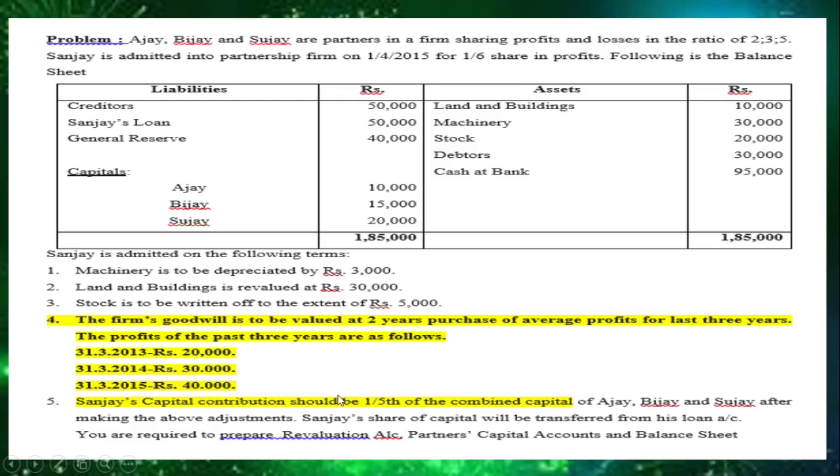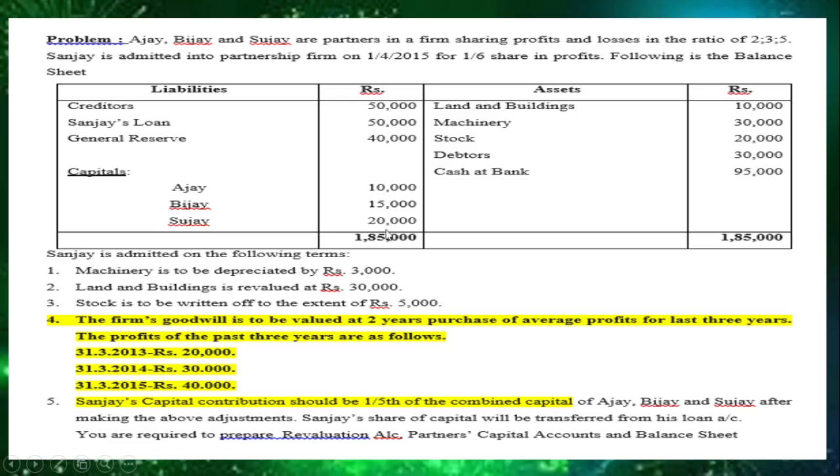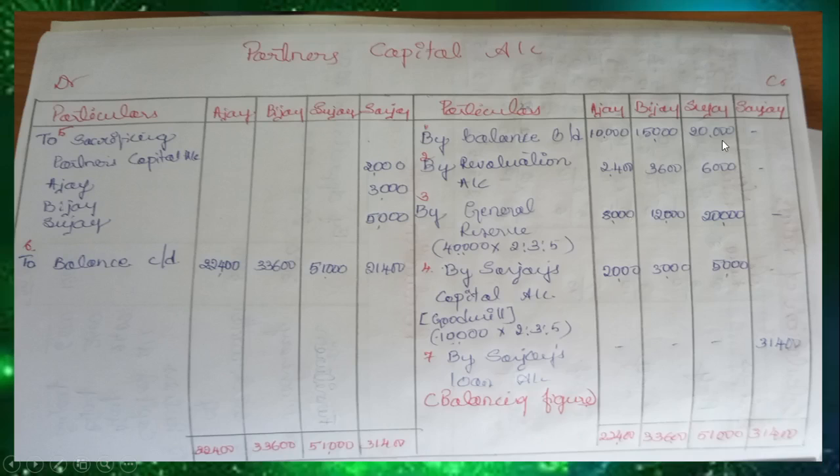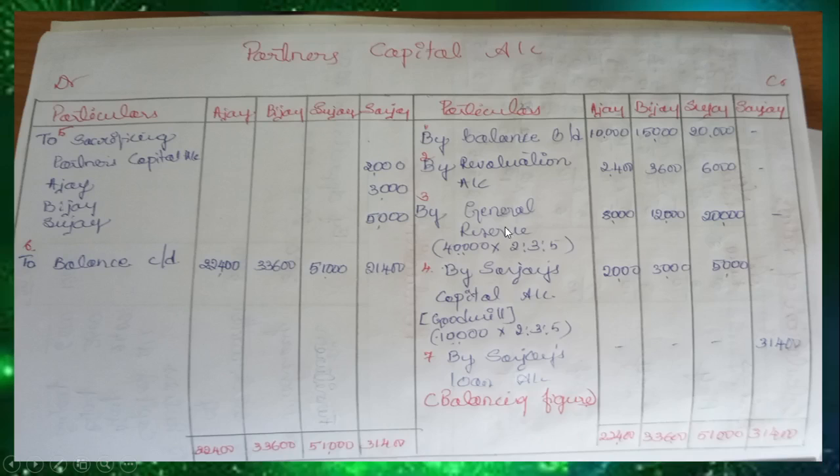So the second step is the preparation of partners' capital account. In the partners' capital account, the first entry is balance brought down. So capitals 10,000, 15,000 and 20,000 are recorded here. After that the revaluation account balance will be transferred. So revaluation account debit side, debit to partners' capital account, by revaluation account the balance amount. And the third one is general reserve. General reserve given in the balance sheet liabilities side is 40,000. So this should be transferred in their old ratio. Always the general reserve is transferred in their old ratio.